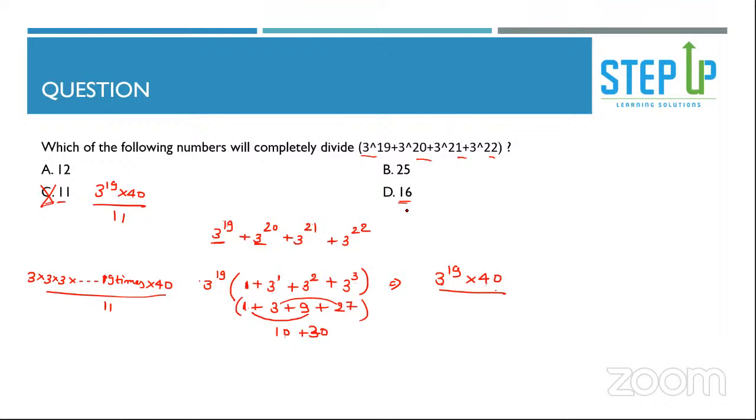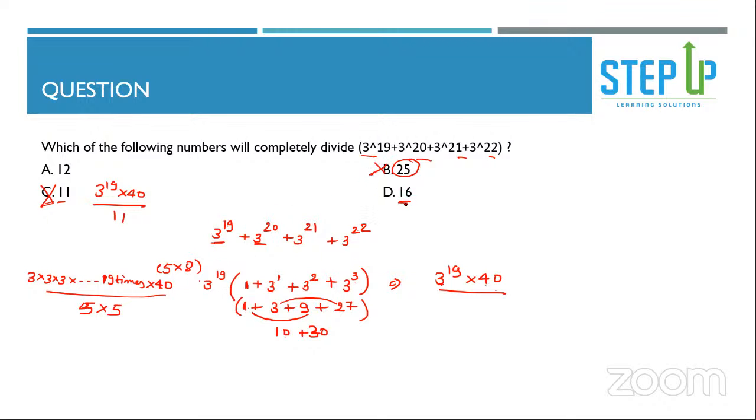No, option eliminated. If I write 25 instead of 11, I can write it further as 5 into 5, right? So if I write this 40 also as 5 into 8, one 5 will get cancelled. But what about this one more 5? We don't have this one more 5 to cancel it. So even 25 is not possible.